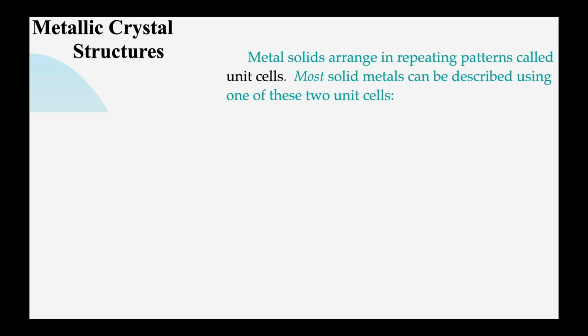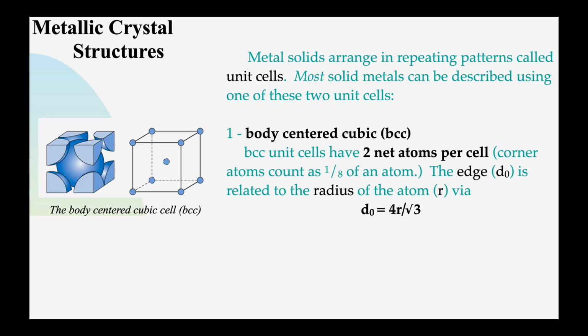So anyway, if you're talking about metals, which we are, most solid metals can be described using one of two unit cells. And the first one is called the body-centered cubic cell, which we're going to abbreviate BCC. Now in that picture there on the left-hand side, you can see two versions of it. And every one of those blue dots in the right-hand cube would represent a metal atom. So you can see that the metal atoms are in the corners of the cube, and there's actually one right inside the middle of the cube.